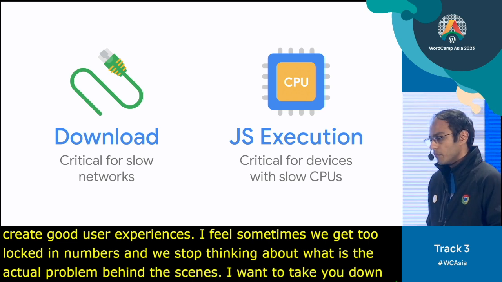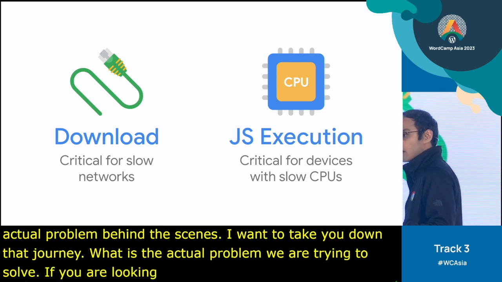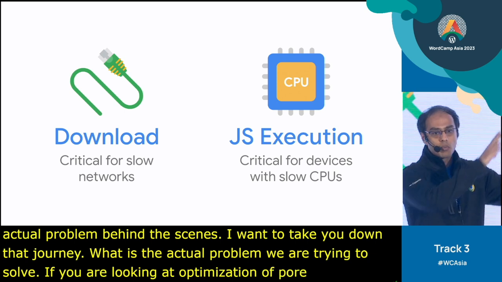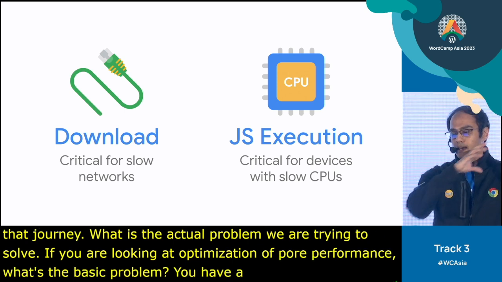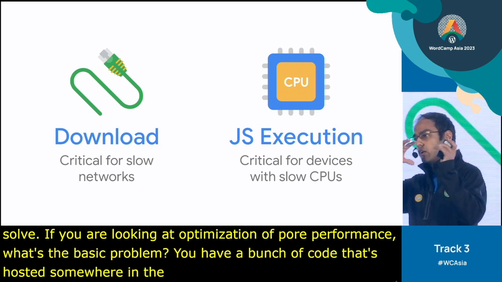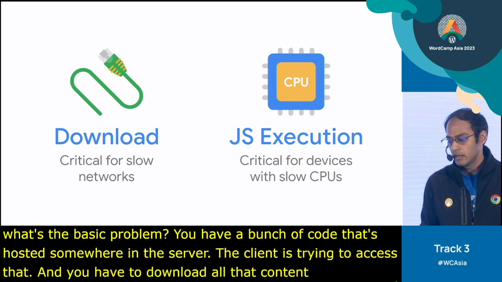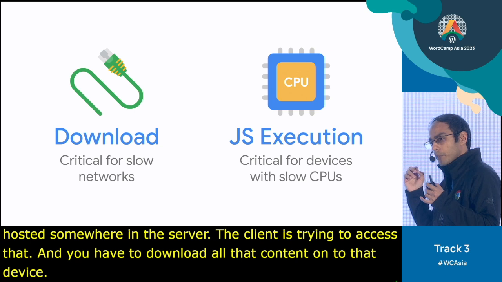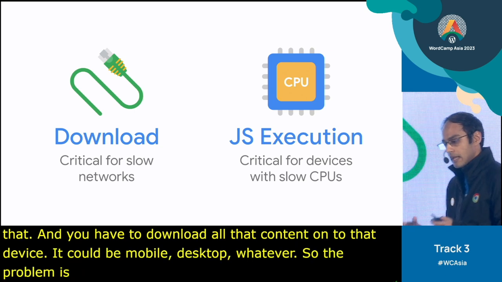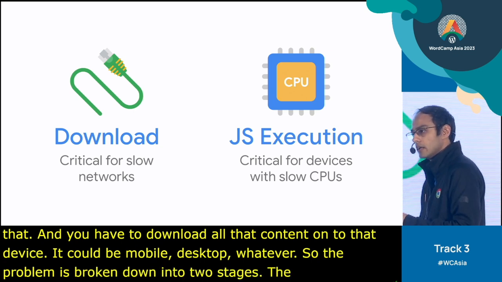So if you're looking at optimization or performance, what's the basic problem? You have a bunch of code that's hosted somewhere on the server, and the client's trying to access that, and now you have to download all of that content onto that device. It could be a mobile device, desktop device, whatever. So the problem is broken down into two stages. The first part is downloading it, and the second part is it has to be executed and then rendered.